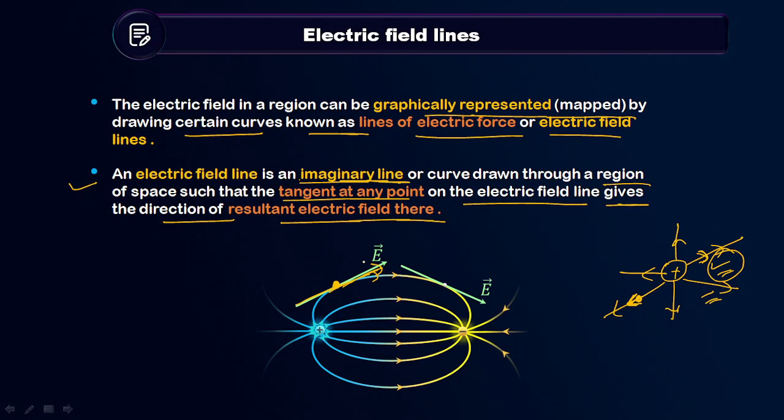Now if you want to check, you can check here. Suppose at this point, electric field due to this plus charge will be in this direction, right, away from it. Let us say E due to plus charge. Now due to minus charge, electric field will be in this direction, E due to minus charge. Now their resultant should be in this direction. See. Similarly, at any point if you want, you can check that the direction of electric field will be along the tangent of the electric field lines. Okay.